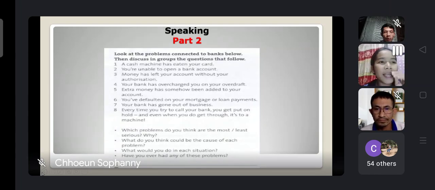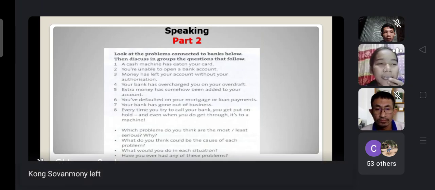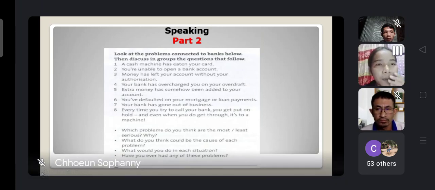I want you to look at the problems connected to banking below, then discuss the questions that follow. So here we have eight problems connected to the bank. The first one is a cash machine has eaten your card.